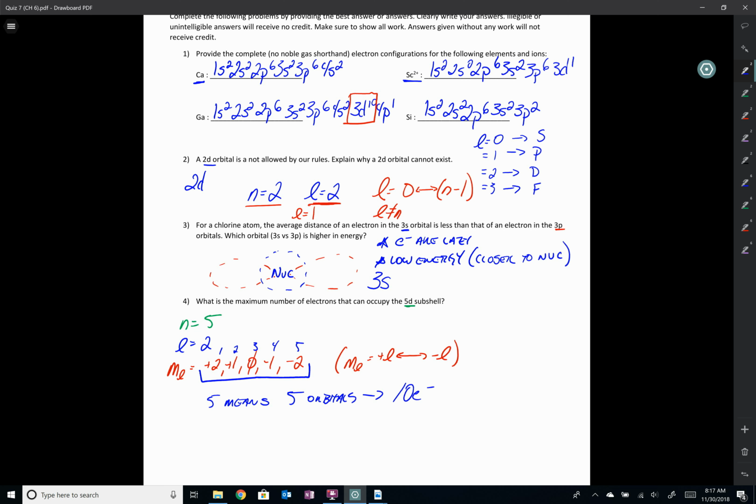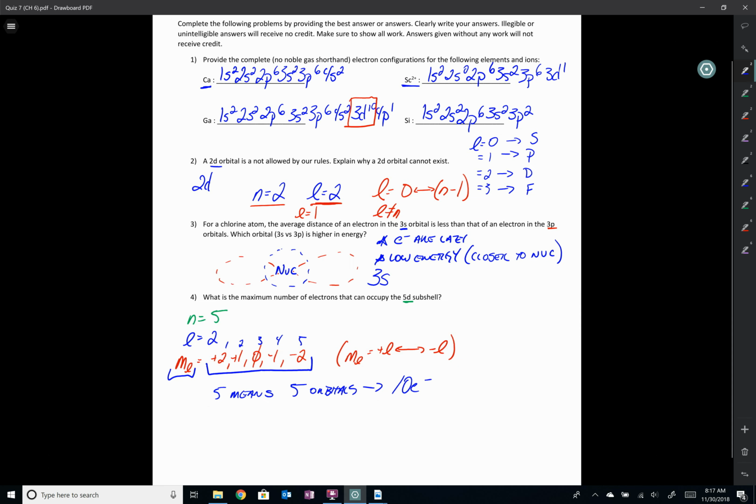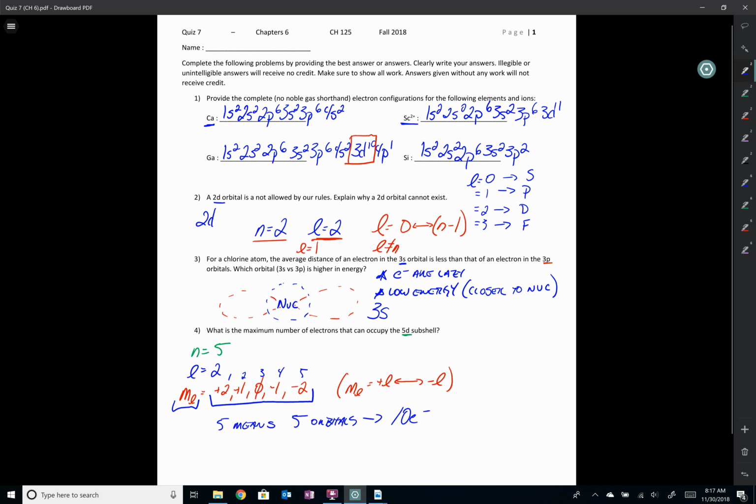So this question was a way of asking, do you know what m sub l means, and do you know how electrons fit into orbitals? Quantum numbers is one of the tricky parts of Gen Chem, but it's going to take a little bit of practice. So know your n's, your l's, your m sub l's, and know your electron configurations, very important.